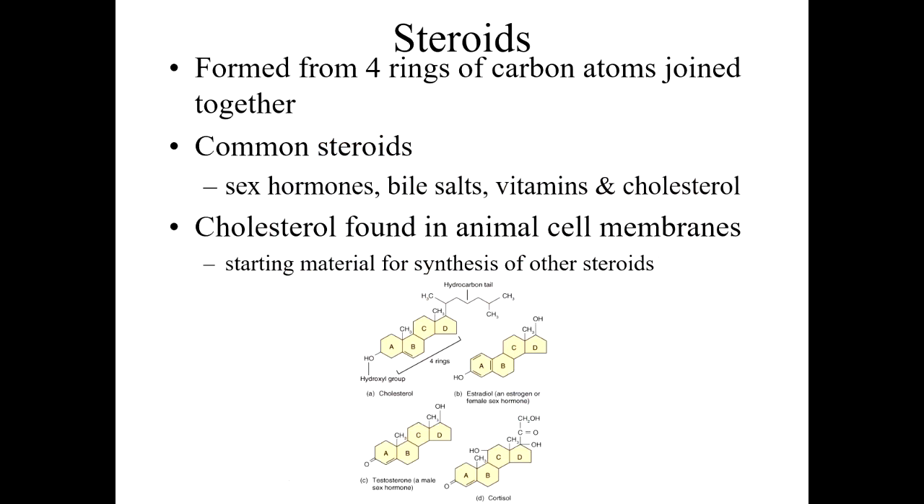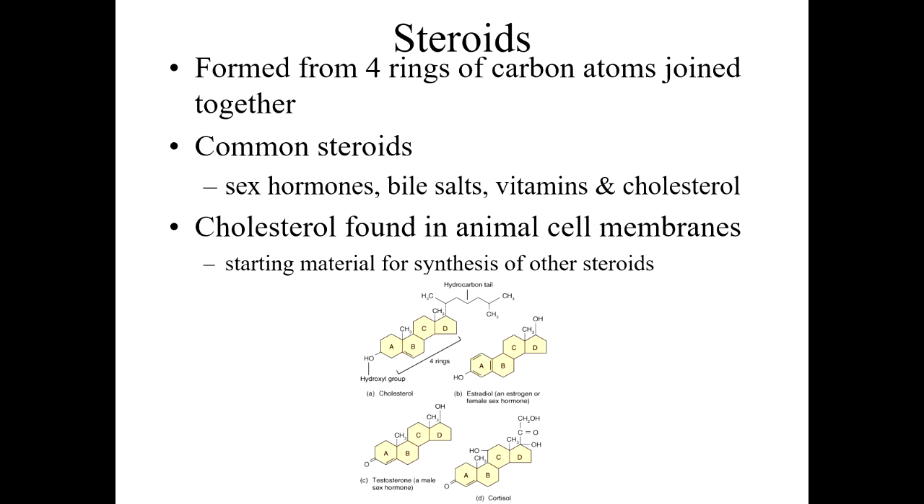It's letting you know that it's a 4-ring of carbon atoms joined together. Some common steroids that the body produces would be those associated with your sex hormones, bile salts, vitamins, and cholesterols. You do have some of these materials also located within the body.